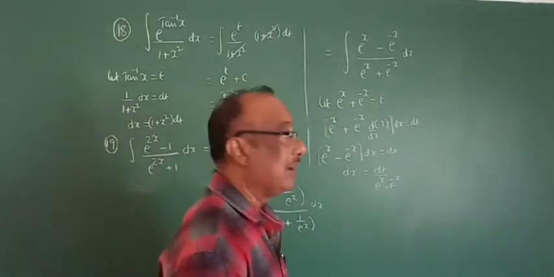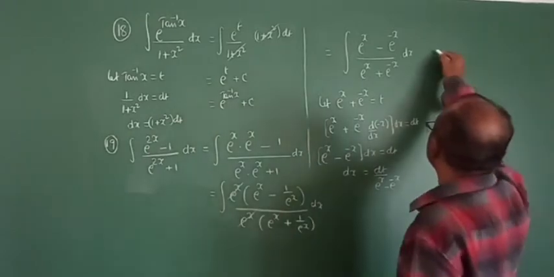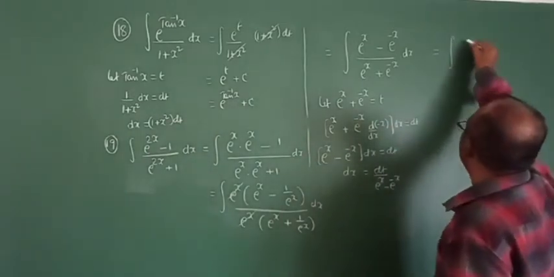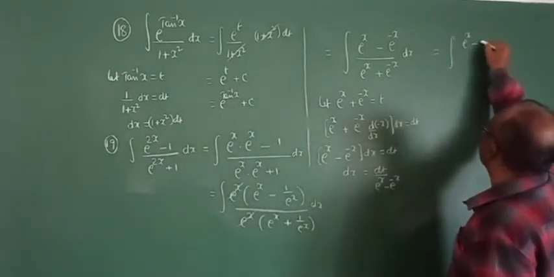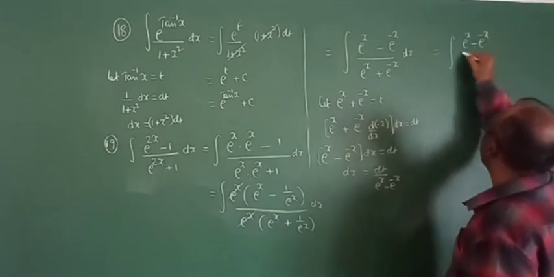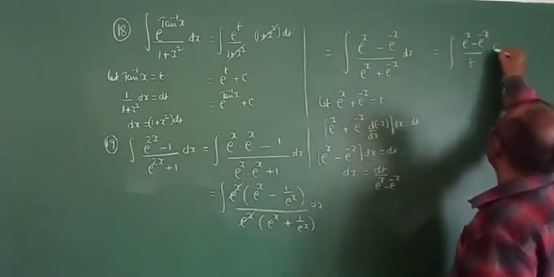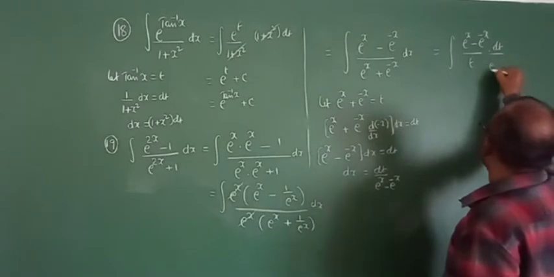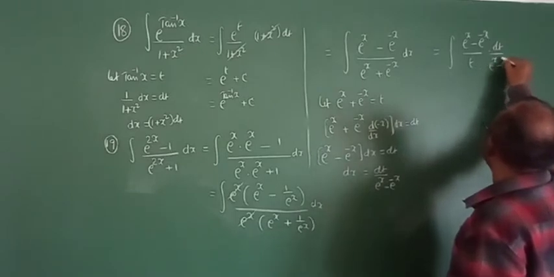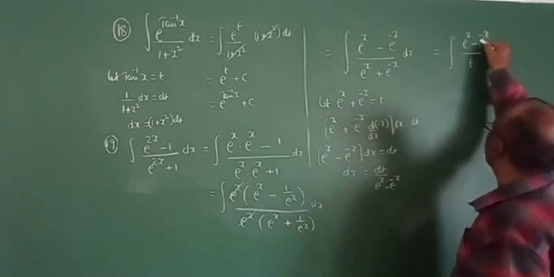Okay, now write down in this problem the integral of e power of x minus e power of minus x by t, with dx meaning dt by e power of x minus e power of minus x. Both should be cancelled.